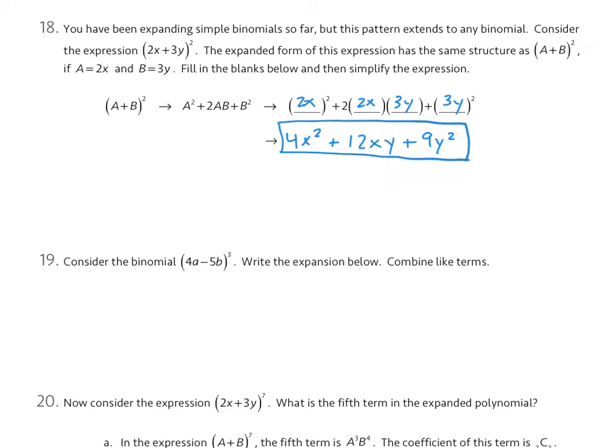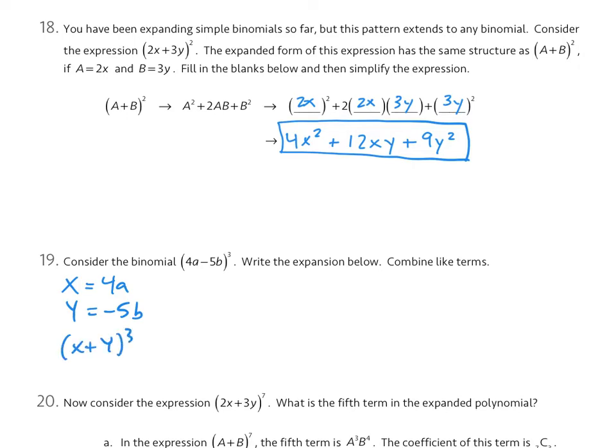Number 19. Consider the binomial (4a − 5b)³. Write the expansion below, combine like terms. As before, in the previous scenario, let's make a substitution. Since this expression contains a's and b's, let's do a different substitution. We'll make x equal 4a and y can equal negative 5b. And now we're looking at what's (x + y) to the third power.